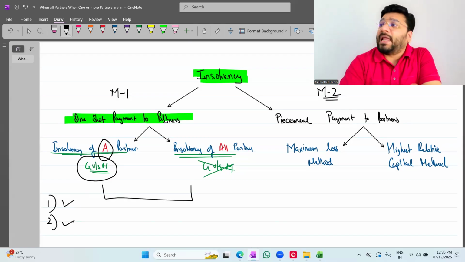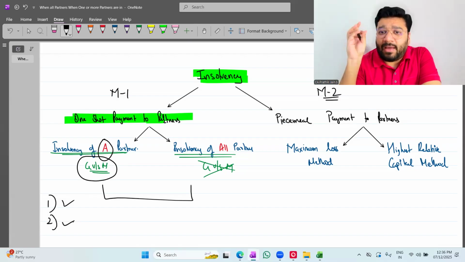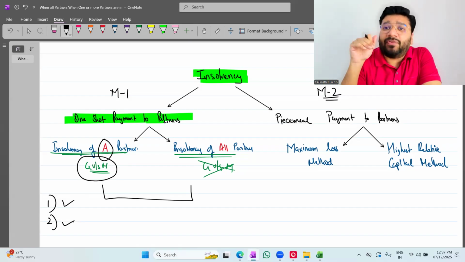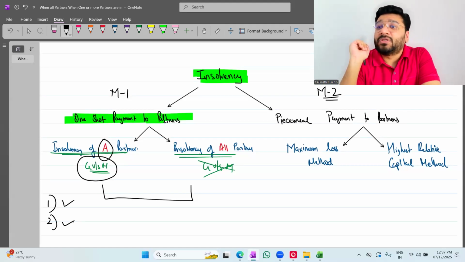Second, you have to calculate the amount due from the partner who has become insolvent. So take his capital balance and calculate the amount due: credit minus debit, you'll get the amount due. From that, check if there is any money that he is going to bring in. If he's going to bring in, minus that, the balance is called deficiency. Now that deficiency has to be transferred to the solvent partners.